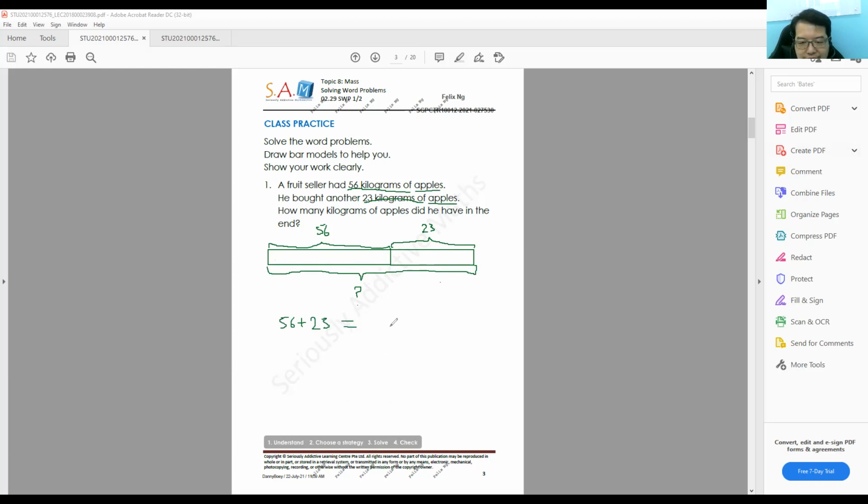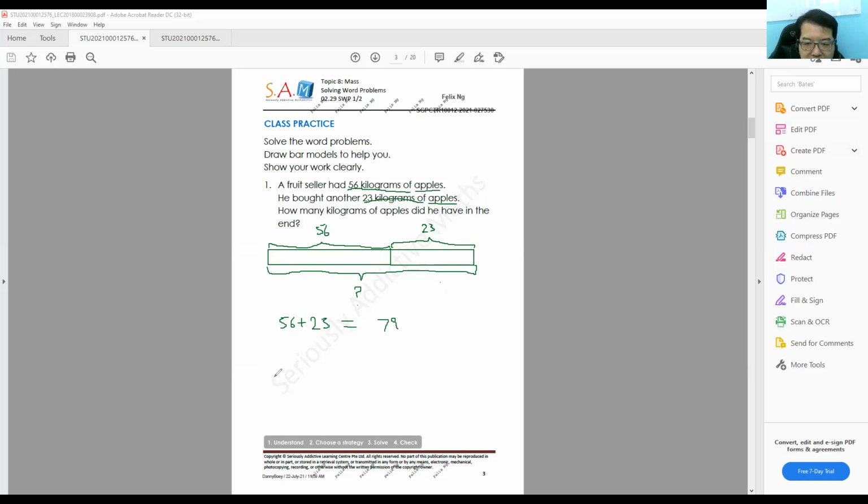Can you all solve? There are a few ways you can do it. I think here you can just simply add the ones, then add the tens. Add the ones, 9, add the tens, 70, 7 tens. 3 ones plus 6 ones equals 9 ones, 5 tens plus 2 tens equals 7 tens.